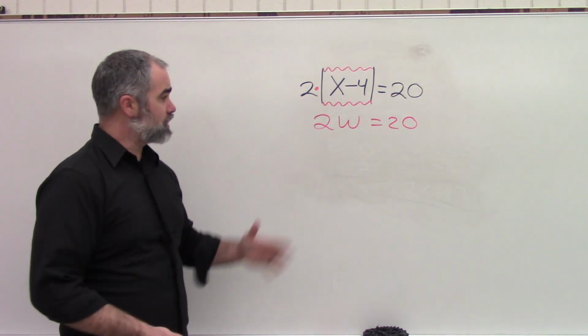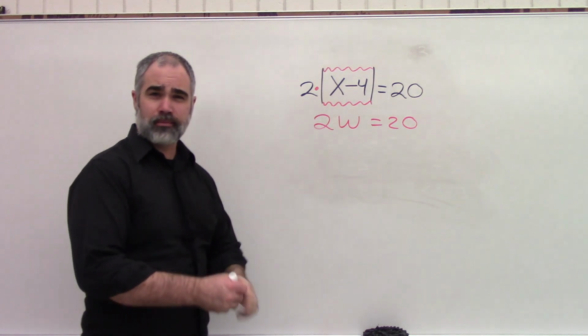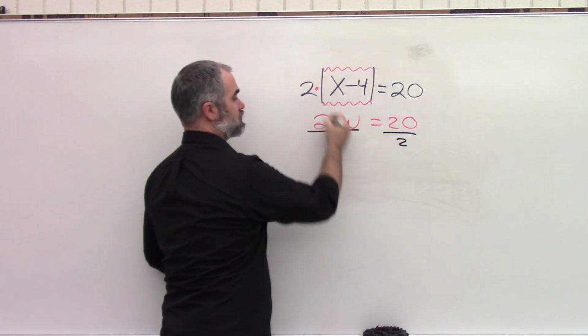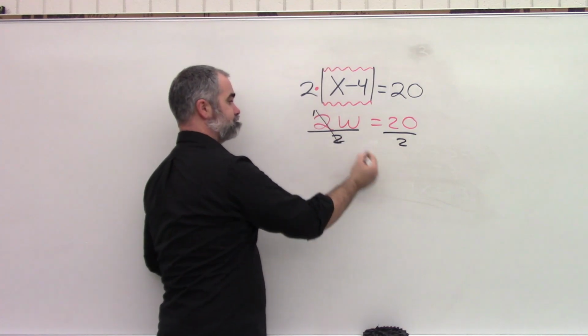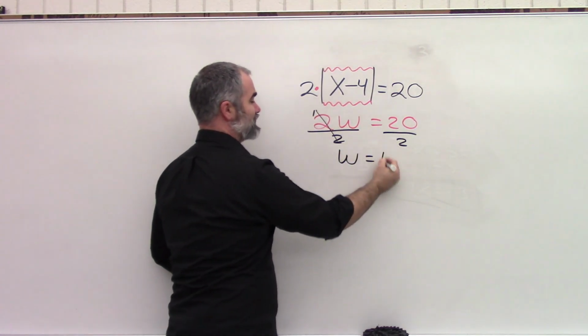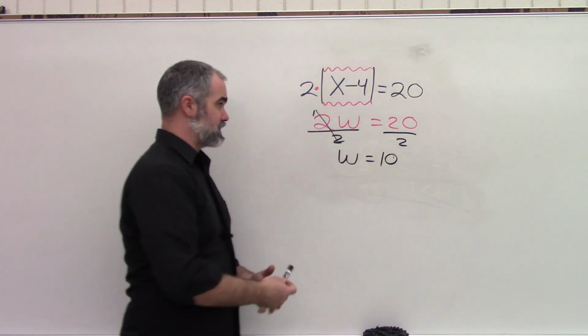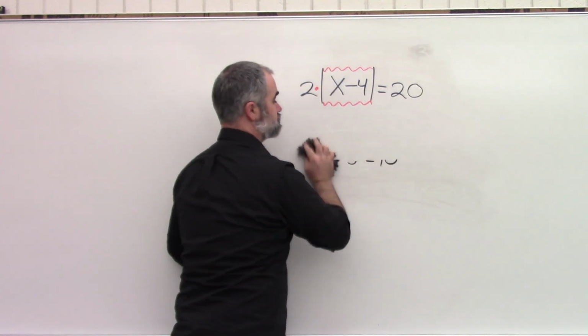But if I wanted to solve this problem, this is a lot easier. It's 2 times W, so I would divide. I would do the opposite of multiplying by 2. Again, when I multiply, it makes a big 1. So I'm left with W here equals 10. Here's the thing, though. We're not using W this time. This time, we are using the absolute value.